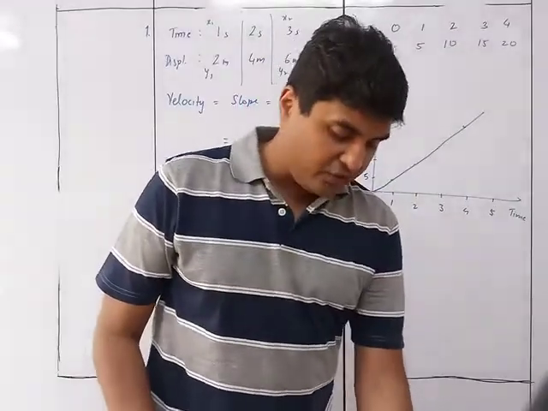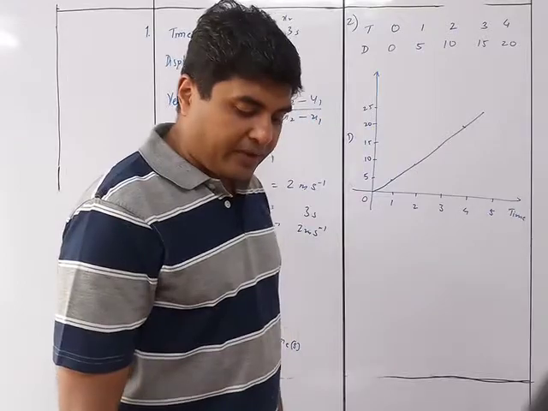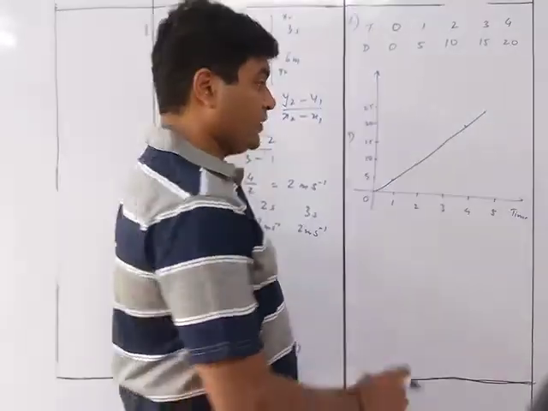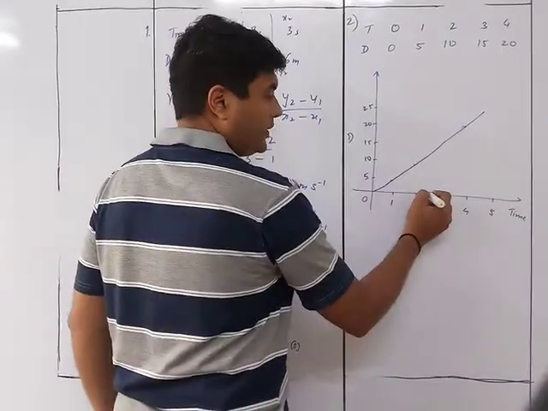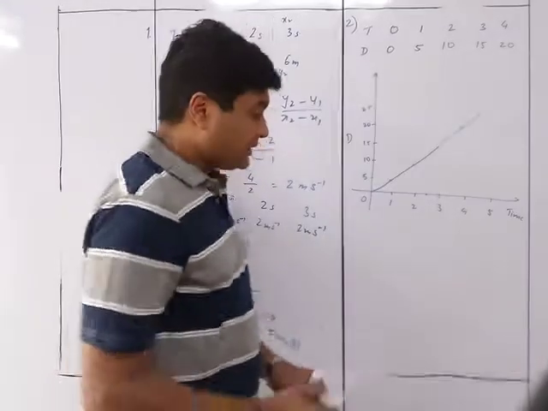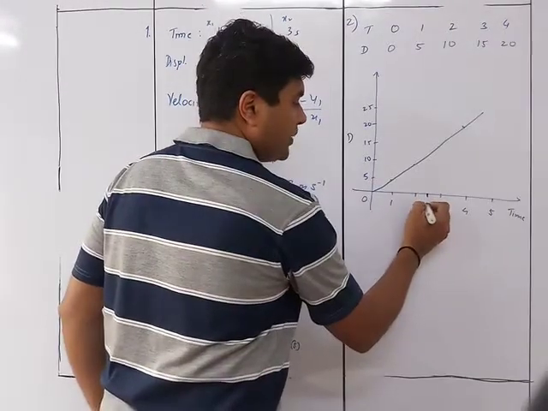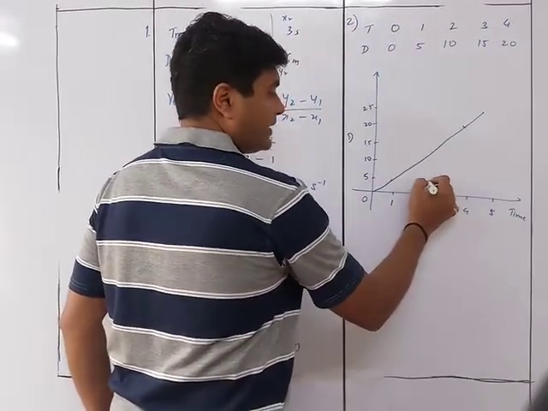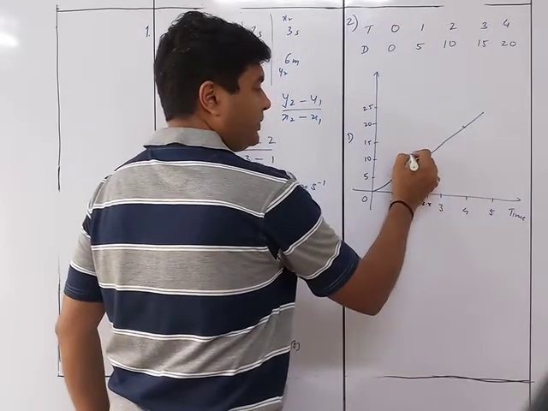Now from this you need to find out what will be the displacement of the car at 2.5 and 4.5. So what we are going to do is that we can see that this point over here is 2.5. You are just going to carry this upwards and then take it sideways.